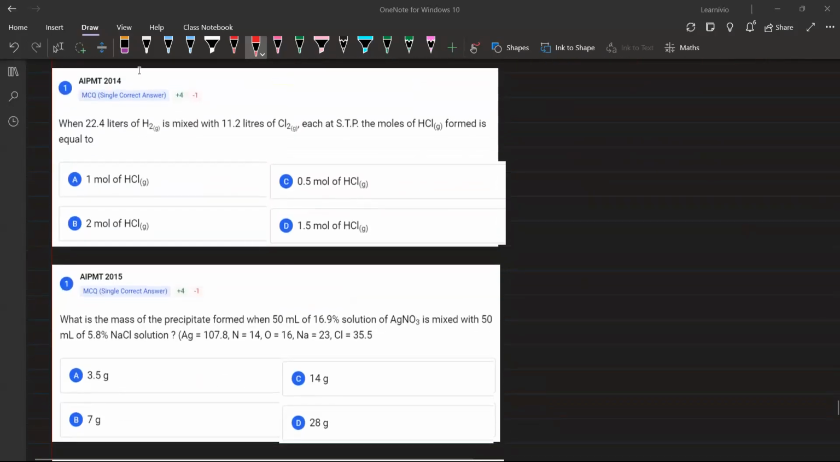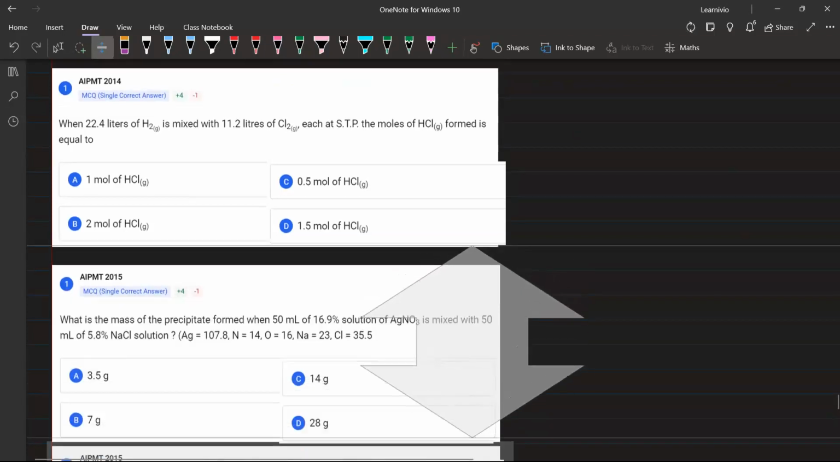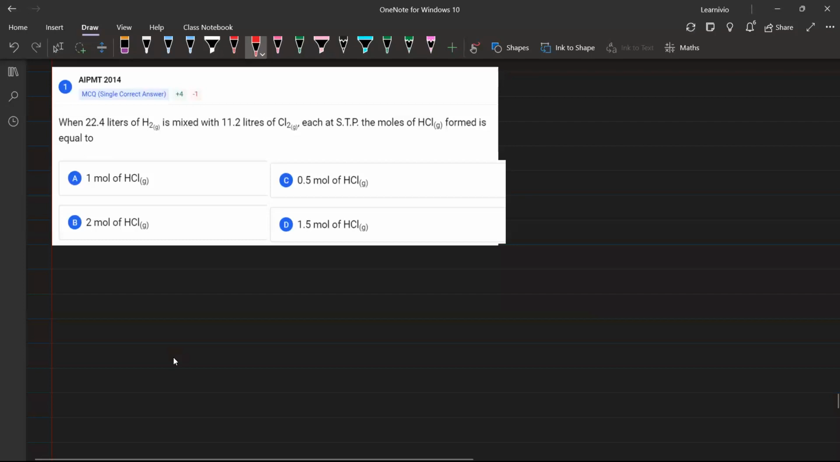Now try this one. Now all of these are going to have, I think, two reactions involved. When 22.4 liters of H2 is mixed with 11.2 liters of Cl2 each at STP, HCl is formed. What is the amount of HCl formed? From 22.4 liters, you will calculate the number of moles of H2. From 11.2 liters, you will calculate the number of moles of Cl2. And then you will see which is the limiting reagent by using, first of all, H2 plus Cl2 gives HCl. Then you will have to balance this also.